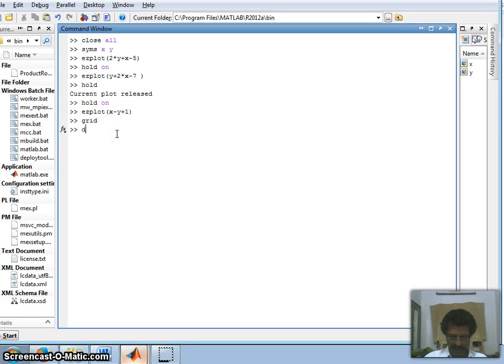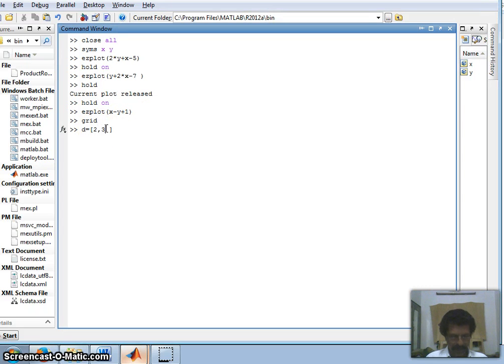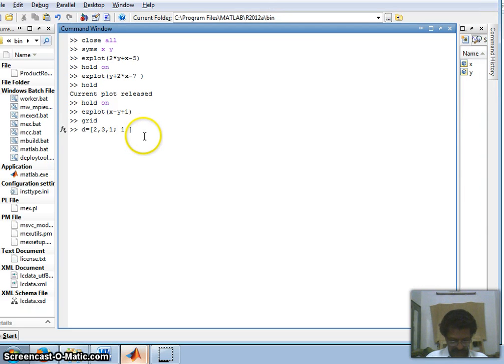So what shall we do is, let us take a matrix, I call it D, and I take the first point of intersection, 2 comma 3, therefore 2 comma 3. Then the last column I make it as 1. Then the second row is the second point of intersection, 1 comma 2, so this is 1 comma 2, and the last column is 1.